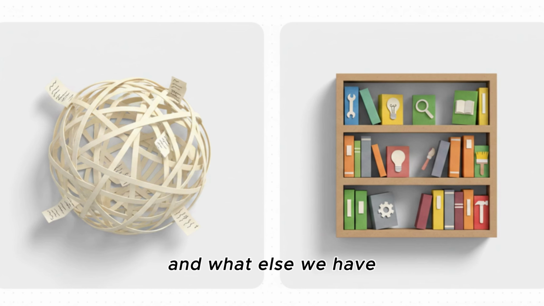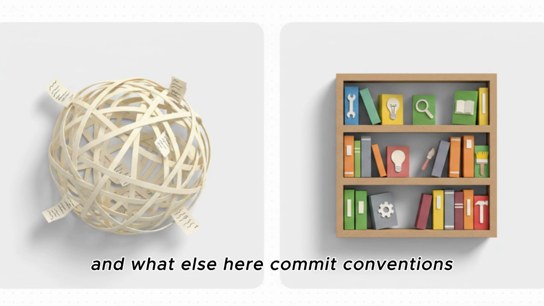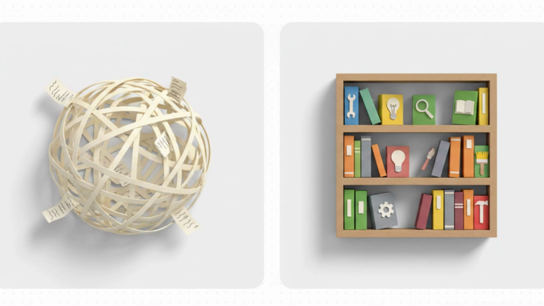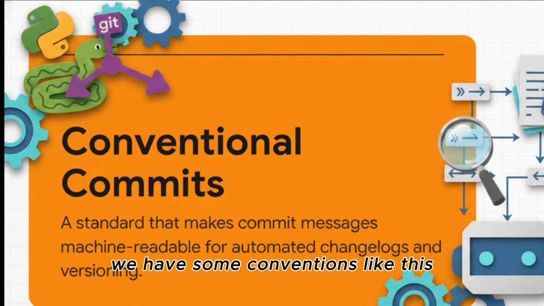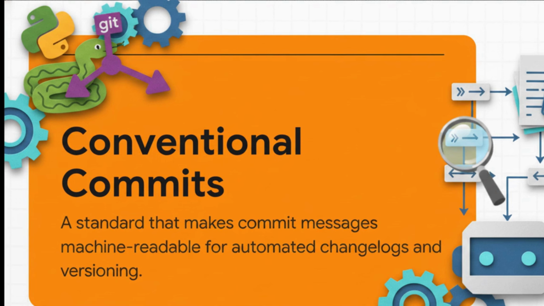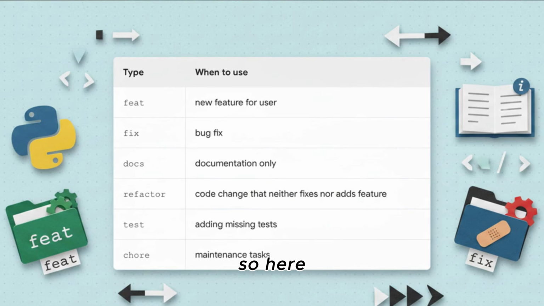And what else we have? Branching strategy, this is done. And what else we have? Commit conventions. So here in our Git commit, we have some conventions like this.